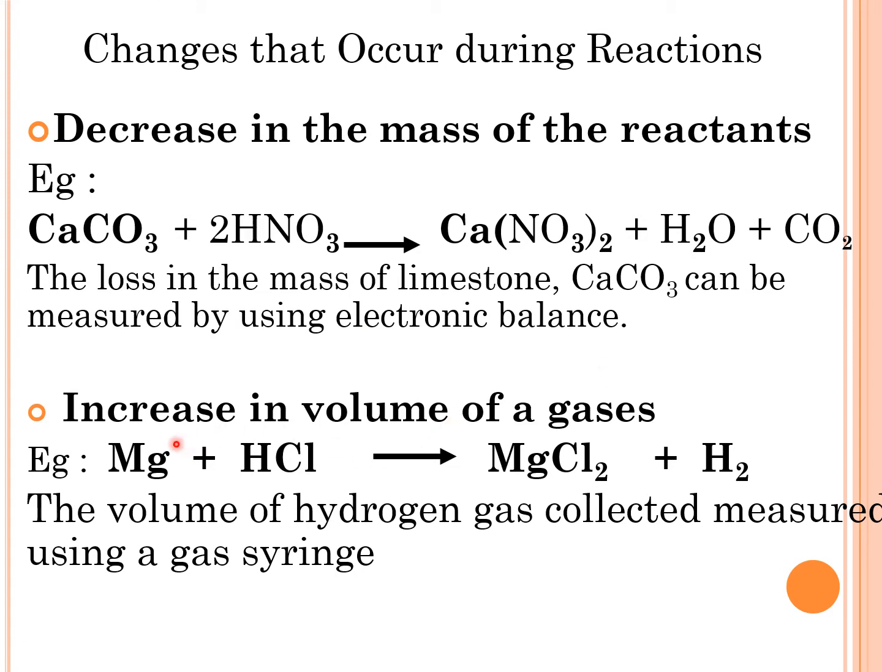Okay, number 3, increase in volume of gases. So magnesium react with hydrochloric acid, produce magnesium chloride and hydrogen gas. So which one is the gas? I have mentioned earlier, hydrogen gas. So we are going to measure the volume, the change in volume of hydrogen gas. So the volume of hydrogen gas will be collected and measured using a gas syringe. Gas syringe ni hebat sangat ni. Kalau kat rumah kita pakai burette lah. The upside down burette. Okay.